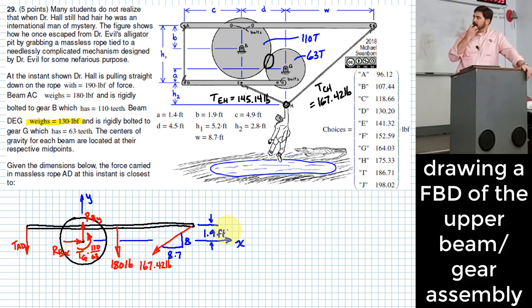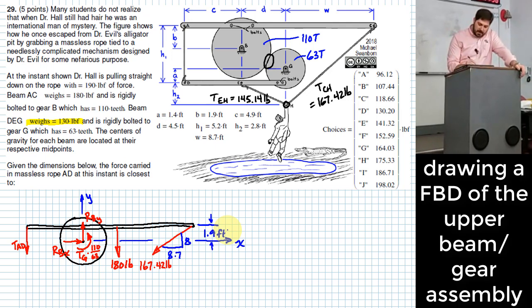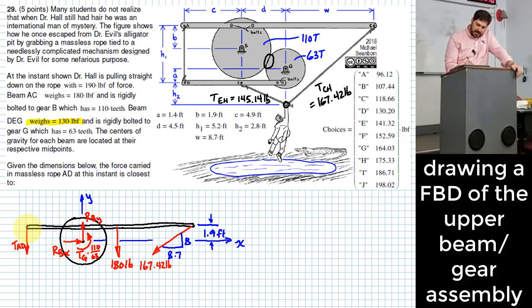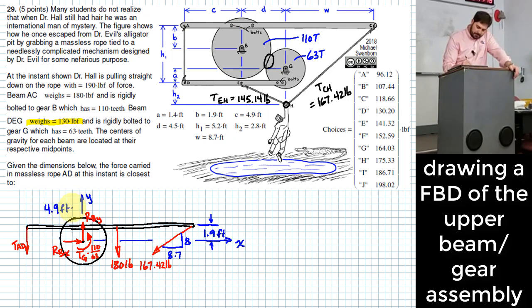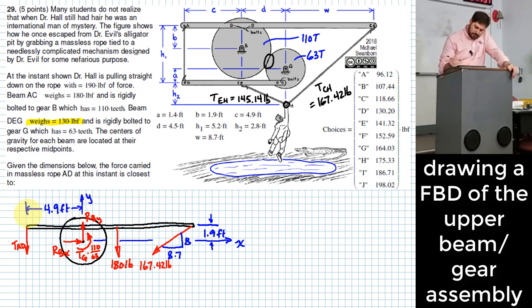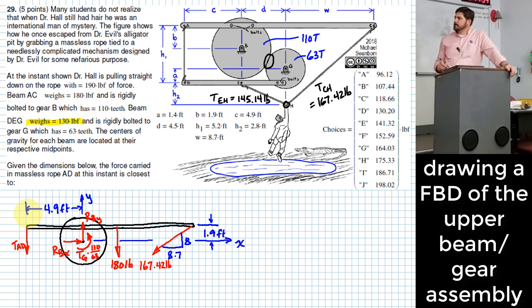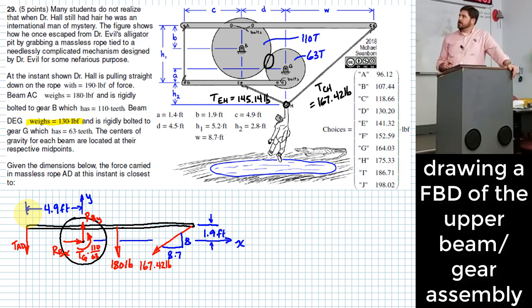Okay, it looks like C is the distance from point B horizontally back to TAD, or point A back there. So that would be 4.9 feet. Okay. The distance from point B horizontally to point C, that's fairly easy for us to know as well. That's going to be D plus W. So that would be 4.5 feet plus 8.7 feet. All right. That gives us what? 13.2 feet.